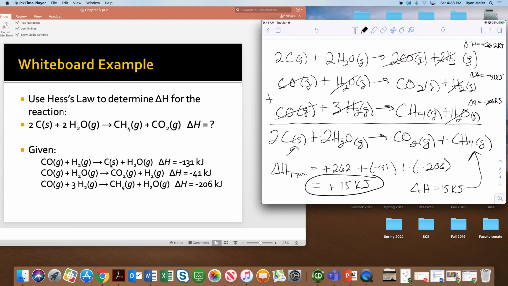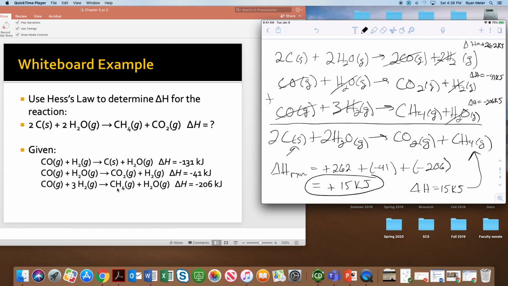Like the first reaction, it's the only one of the 3 we were given that had carbon as a solid, which we knew we needed as a reactant, and we knew we needed 2 of them. That's why this first reaction was reversed and multiplied by 2. In the second reaction, CO2 shows up and doesn't show up in the first or third reaction, but we need CO2 as a product. We need 1 CO2. Well, we already had 1 CO2 here. That's why this reaction didn't change.